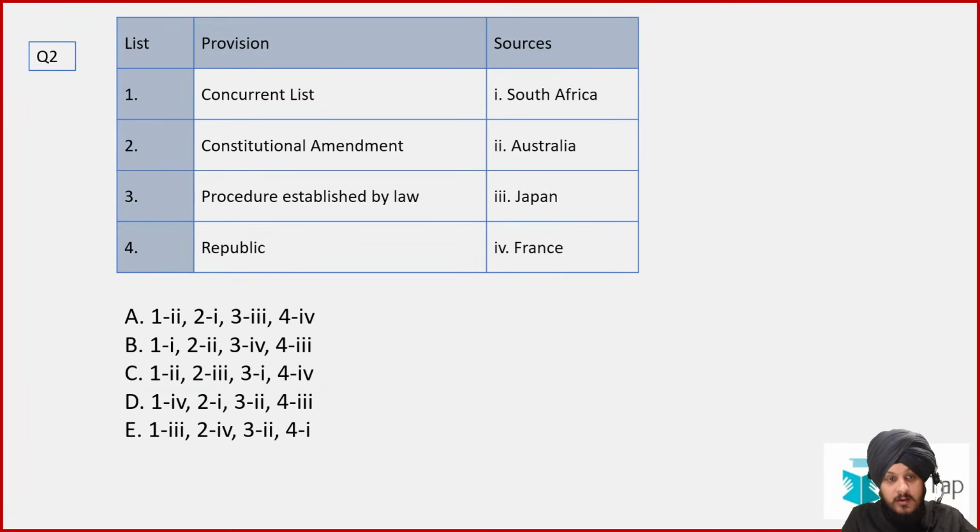Match the following. Tell me, which of these following provisions have been taken from which sources of constitution? Which country's constitution? What are the sources? Question number 2. Concurrent list, constituent assembly, procedure established by law, and the fourth one is republic.